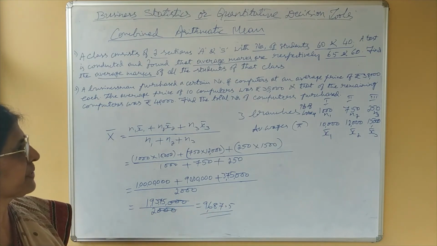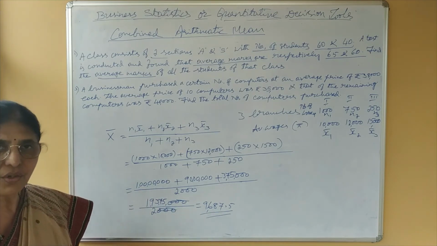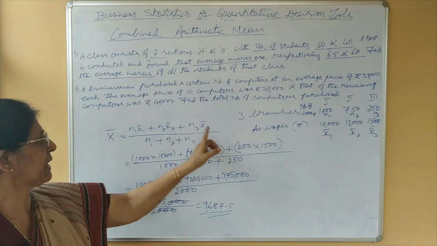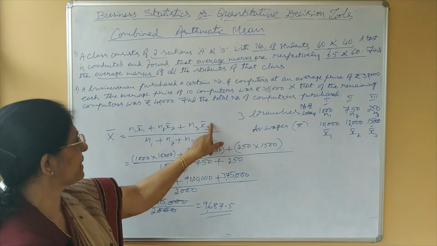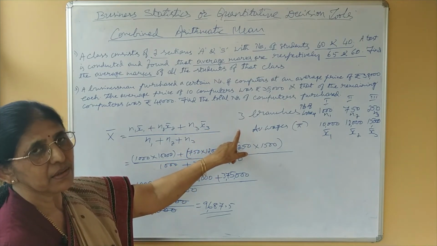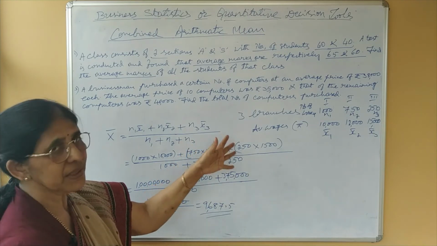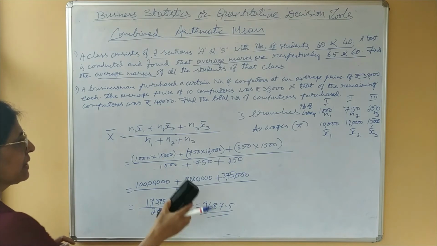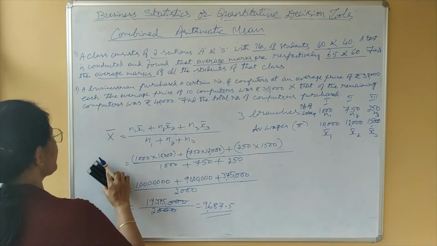9,687 rupees 50 paise. This is the average of the factory as a whole. If 4 series are given, then as I have told you, you have to extend the formula: plus N4 x bar 4 divided by N1 plus N2 plus N3 plus N4. As per the requirement, you have to extend the formula. Okay. Now, it is finding out the combined arithmetic mean.